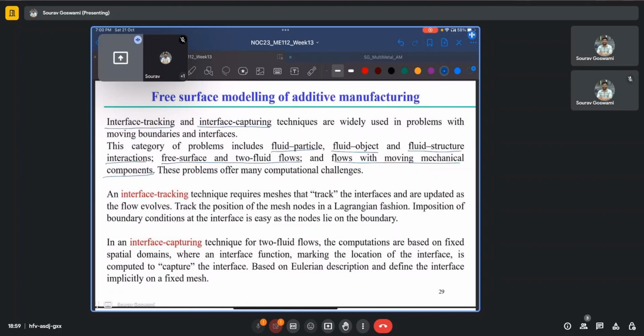And the primary difference between the two types of techniques is also illustrated here. So the interface tracking technique actually requires meshes that track the very interfaces and are updated as the flow evolves. So we are not really having fixed meshes. The meshes are constantly evolving. Or the other way to do it is to actually opt for a mesh-free scheme, such as the smooth particle hydrodynamics. And here the positions of the mesh nodes are tracked in a Lagrangian fashion.